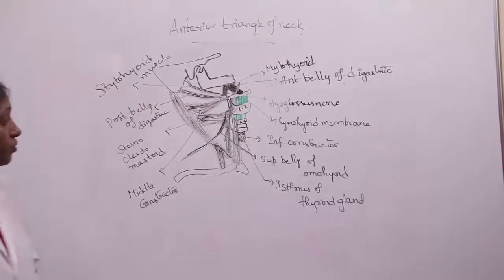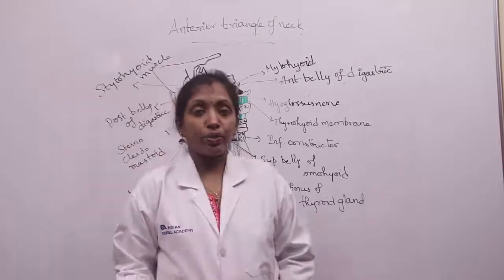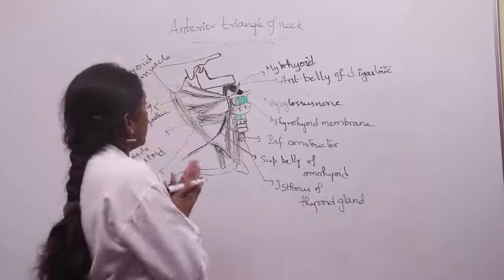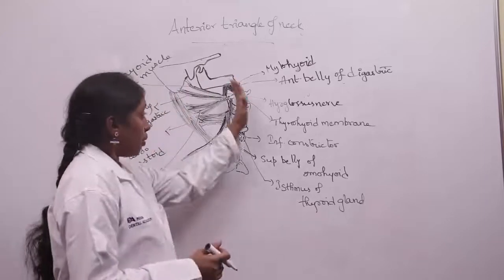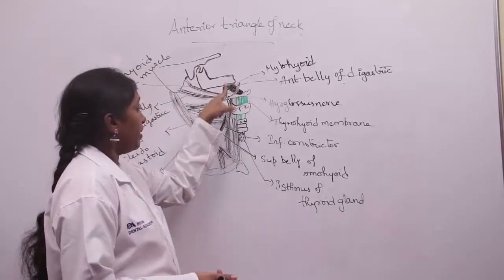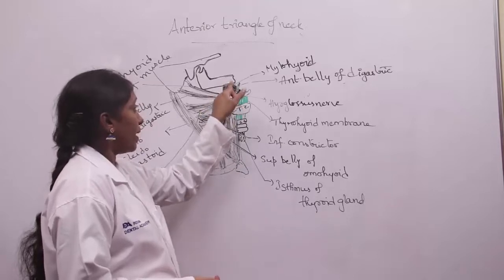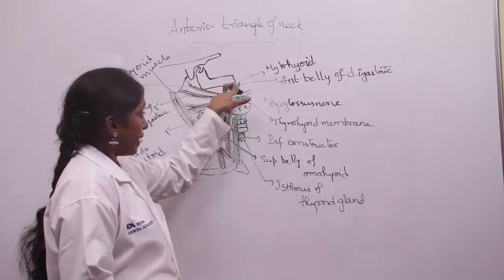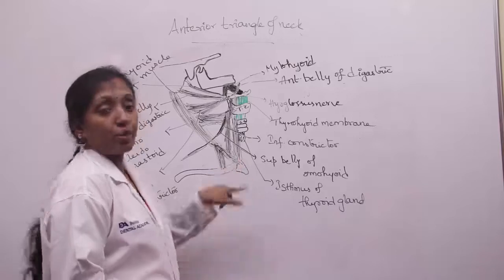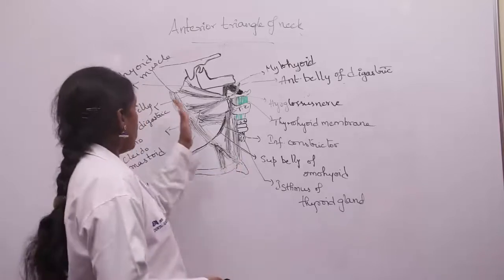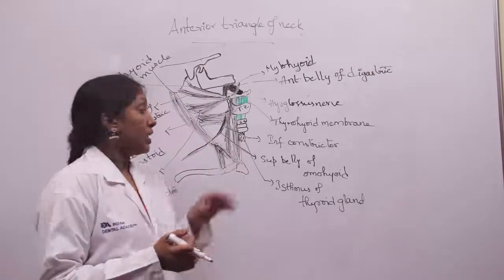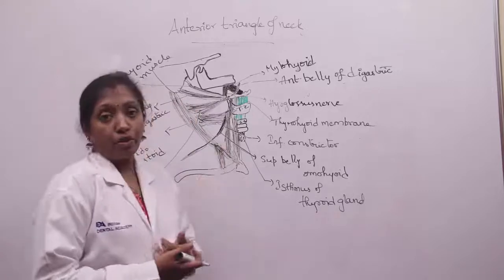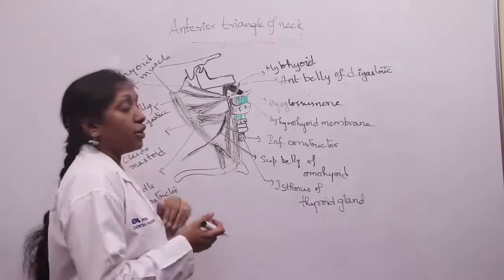Okay, madam. So coming to the anterior triangle of neck. Coming to the boundaries of the anterior triangle of the neck, the anterior boundary is formed by the symphysis menti and the suprasternal notch. And the posterior boundary of the anterior triangle is formed by the anterior border of sternocleidomastoid.